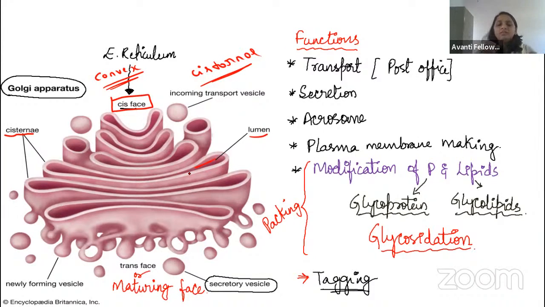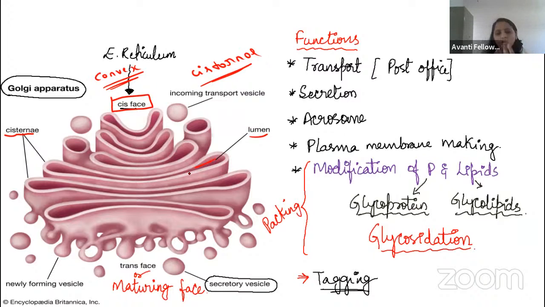Remember, in the modification, a carbohydrate group will be added to the protein. So now the protein is converted into a glycoprotein. Remember always, guys, glycoprotein synthesis will take place in the Golgi apparatus. Carbohydrate attachment takes place in the lumen of the Golgi apparatus. Remember this, guys.